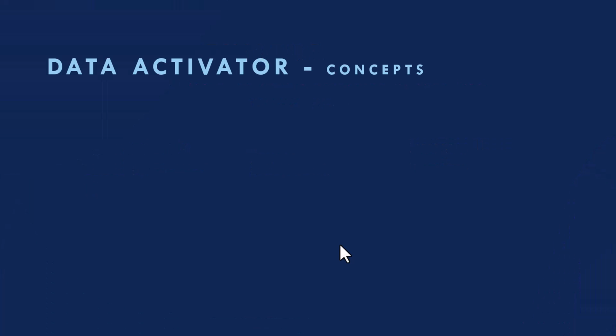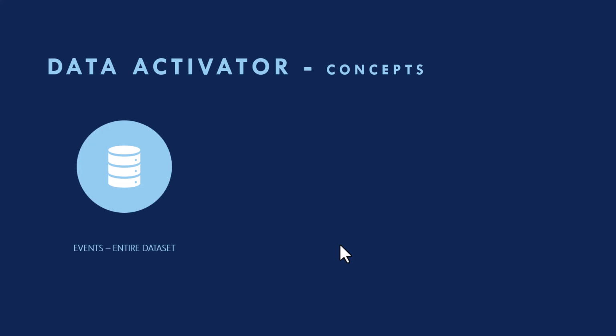But before you continue, there are some concepts I want us to understand when it comes to Data Activator. The first one is events. Events within Data Activator means your entire data set. You can have a data set that is up to 10, 15, 20 columns. So when you talk about events, it means your entire data set.